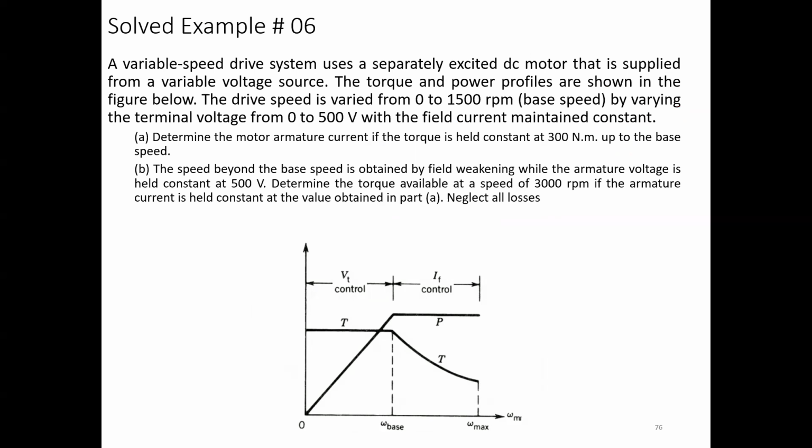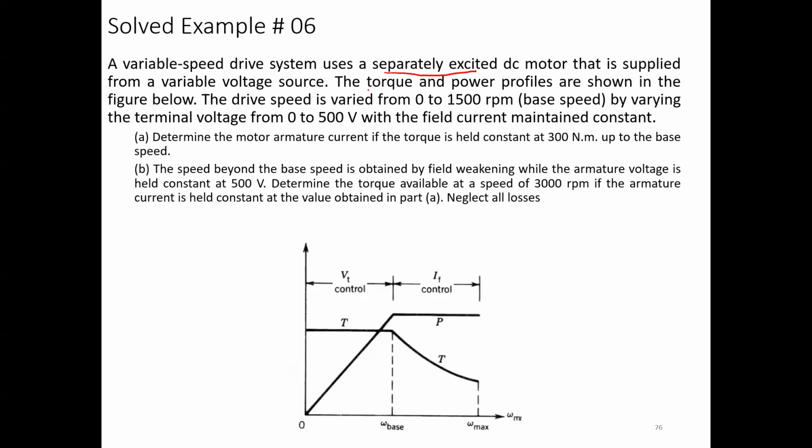Another example here, guys, for the motor speed control using the Ward-Leonard technique. We have a variable speed drive system that uses a separately excited DC motor that is supplied from a variable volt. Take care, the motor is separately excited, which means we have two sources, one source for the field and one source for the armature circuit.